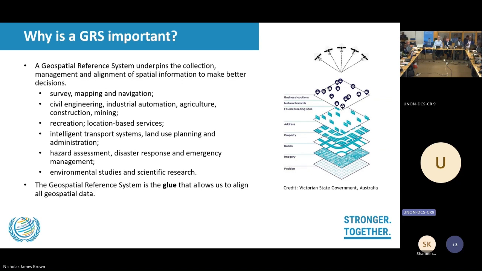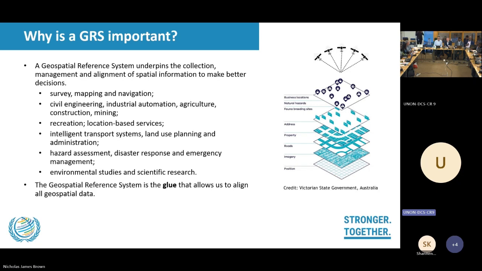I'll read the titles out because I know it's hard to read from where you are. But that base layer is your positioning layer. That's your datum for your country. And if that is accurate and reliable, on top of that, you have layers like imagery, roads, property, addressing. You could have more environmental layers. And then you could also have things like natural hazard information, as well as business locations.